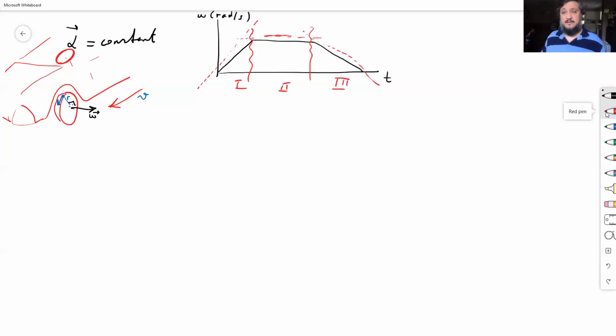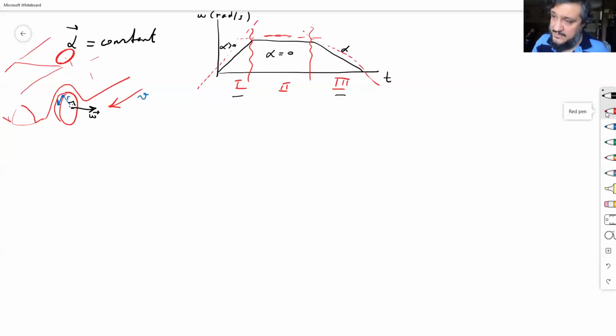That's the direction of omega as the car moves in that direction. What about alpha? Well, that depends whether you're in phase 1 or phase 3. Of course, in phase 2, there's no alpha, or it's the constant 0. The slope is 0. But in the first part, you have a positive alpha.